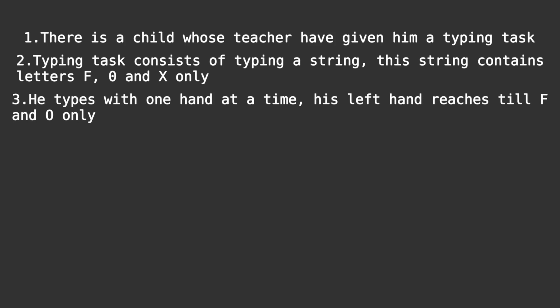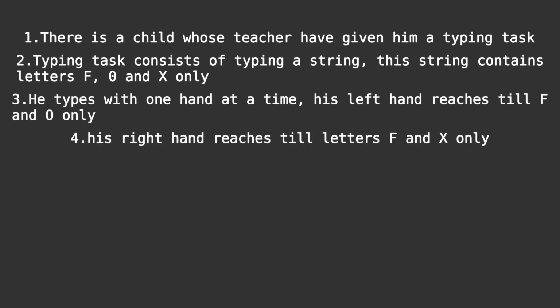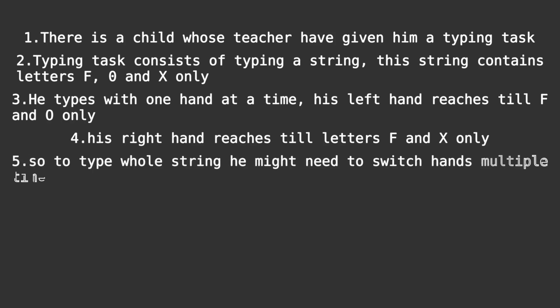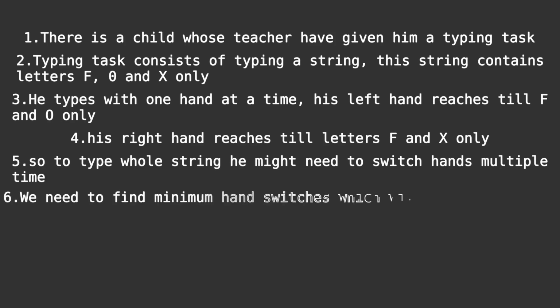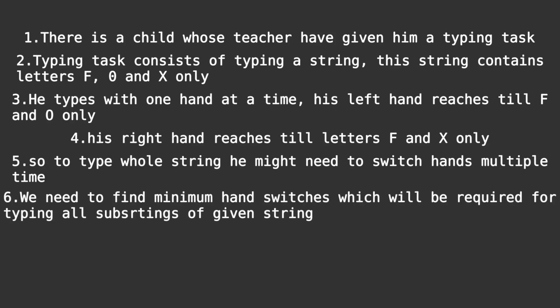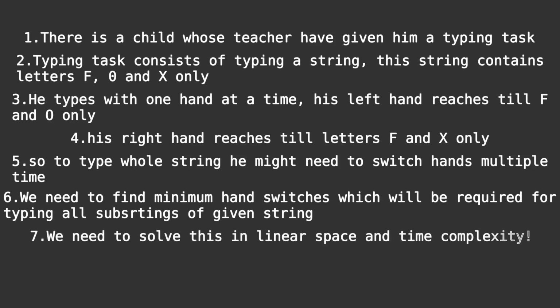He types with one hand at a time. His left hand reaches only the letters F and O. On the other hand, his right hand reaches only the letters F and X. So to type the whole string he might need to switch his hands multiple times. We need to find the minimum number of hand switches required for typing all the substrings of the given string. We need to solve this in linear space and time complexity.